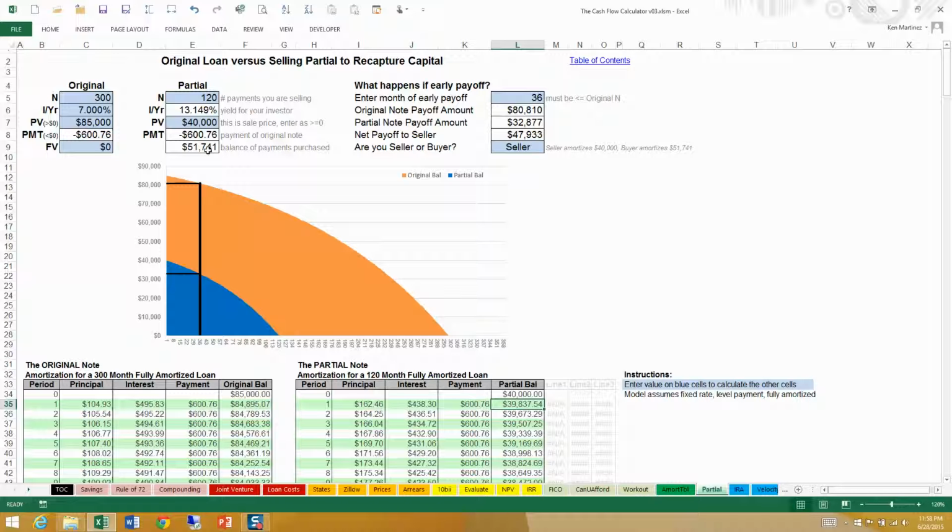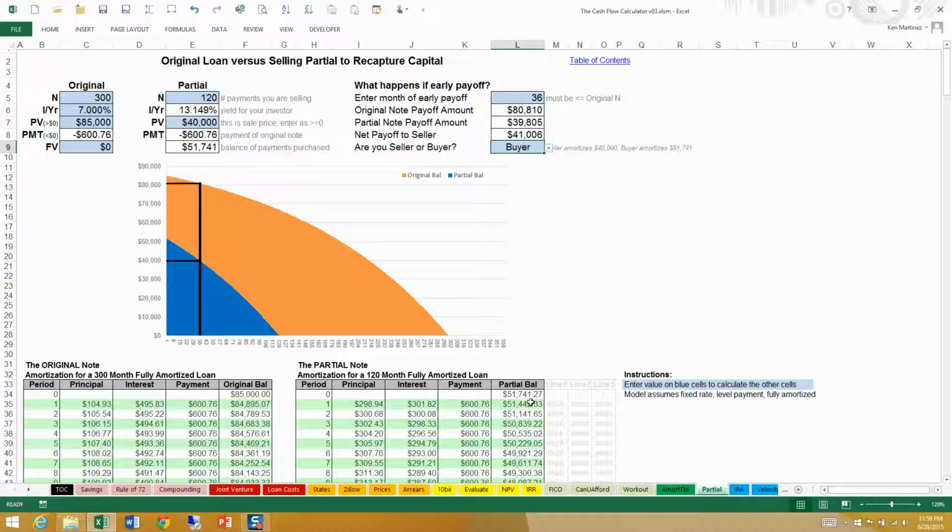But if you were the buyer of this partial, you may want to negotiate and say, hey, I'm buying this, this is what I want my amortization schedule based off of. So I'm giving you that option to say, are you the seller or the buyer? Look what happens when I click this. The partial note payoff amount right now is almost $33,000. And if I change this to a buyer, they're going to get another $7,000 if it pays off at month 36. So it makes a difference because the amortization schedule is now based off of what they're receiving, $51,741.